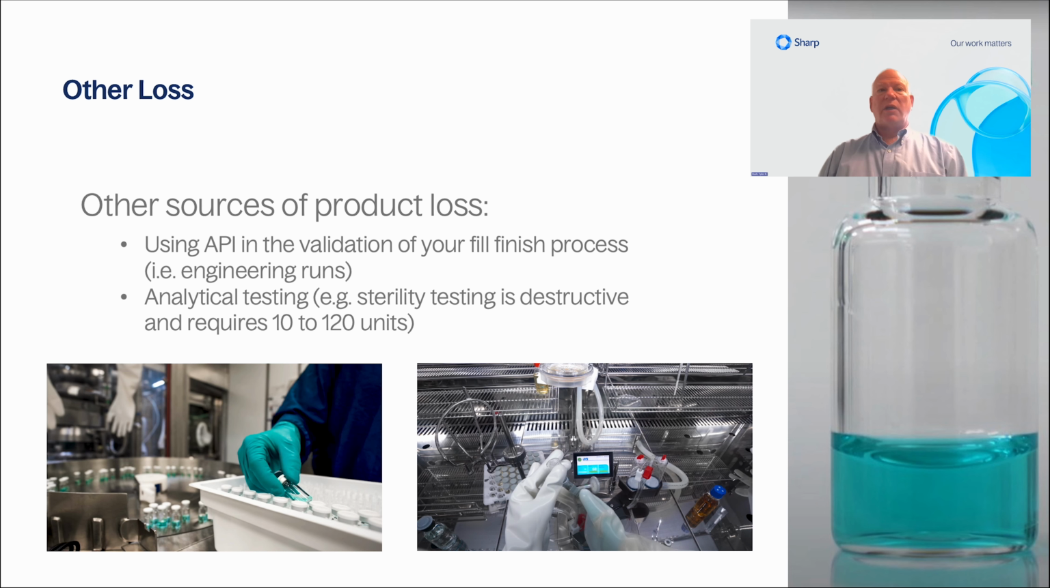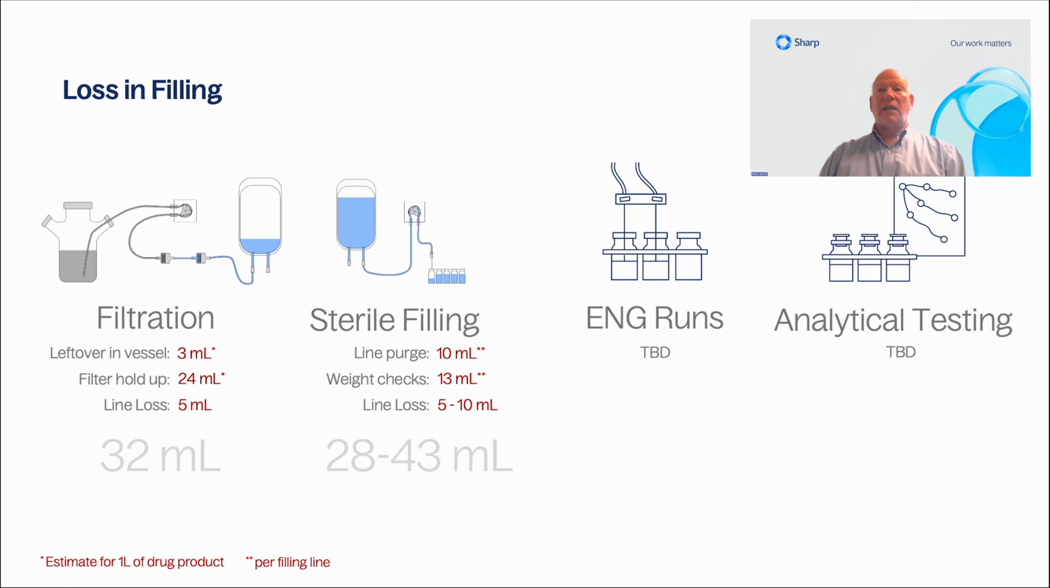So in review, here are all the areas in the process where drug product is lost and the expected volume loss for a 1-liter solution of non-viscous drug product. Of course, the numbers I listed in this example are only estimates, and the amount of product loss will be unique to each project, and they will be affected by the equipment that's used, container type, size of the dose volumes, and more.